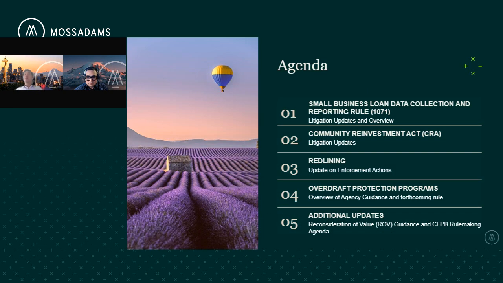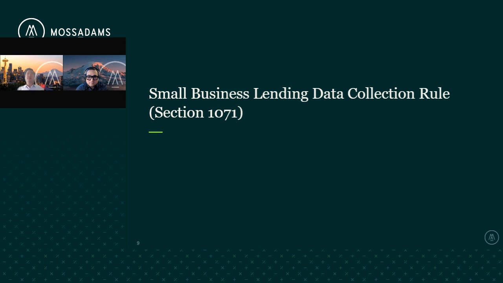Some of the agenda items of what we'll be covering here this morning or this afternoon will include 1071. We'll first kick off with 1071. We'll go into some CRA discussions, redlining, overdraft protection programs, as that continues to be a highlight for the agencies, and then a few other additional updates at the end. So to kick it off, let's talk a little bit about 1071.